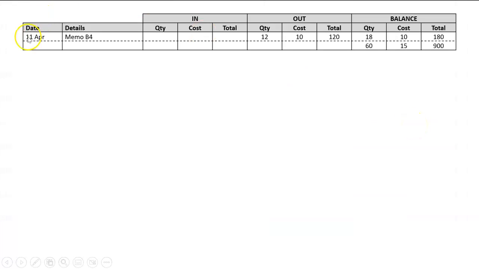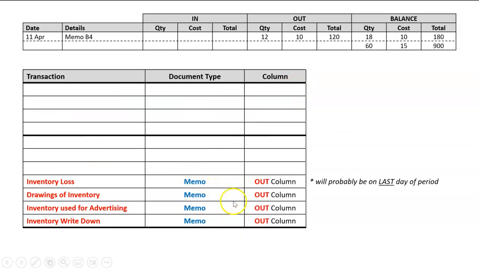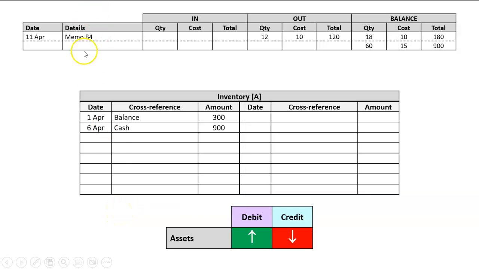The next line of that inventory card was 11th of April, memo B4, out column. That's a tricky one. Memo, out column. Well, it's got to be one of these four things. We don't know what inventory write-down is yet, so we'll deal with that later. Now, an inventory loss, usually an inventory count is done on the last day of the period. Not always technically true, but probably will be in our subject. So that probably rules out that one. So now we're down to this is either drawings or advertising. So either of those answers would be acceptable. If this was given to you, there'd actually be two right answers for this. You could write it's making inventory go down, so we'd write the 11th of April. If you write drawings or advertising and the amount, 120, then you'd have that correct.